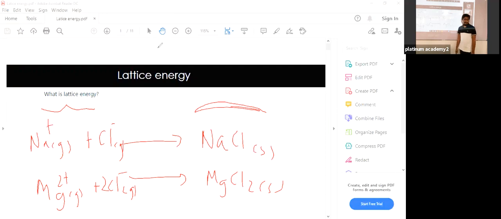So shall we quickly write down these 2 examples? Lattice energy, we usually write delta H, theta, LE. Delta H LE is lattice energy. Standard lattice energy is delta H theta. It is the enthalpy change when 1 mole of an ionic solid is formed from its gaseous ions. It should always be from gaseous ions.